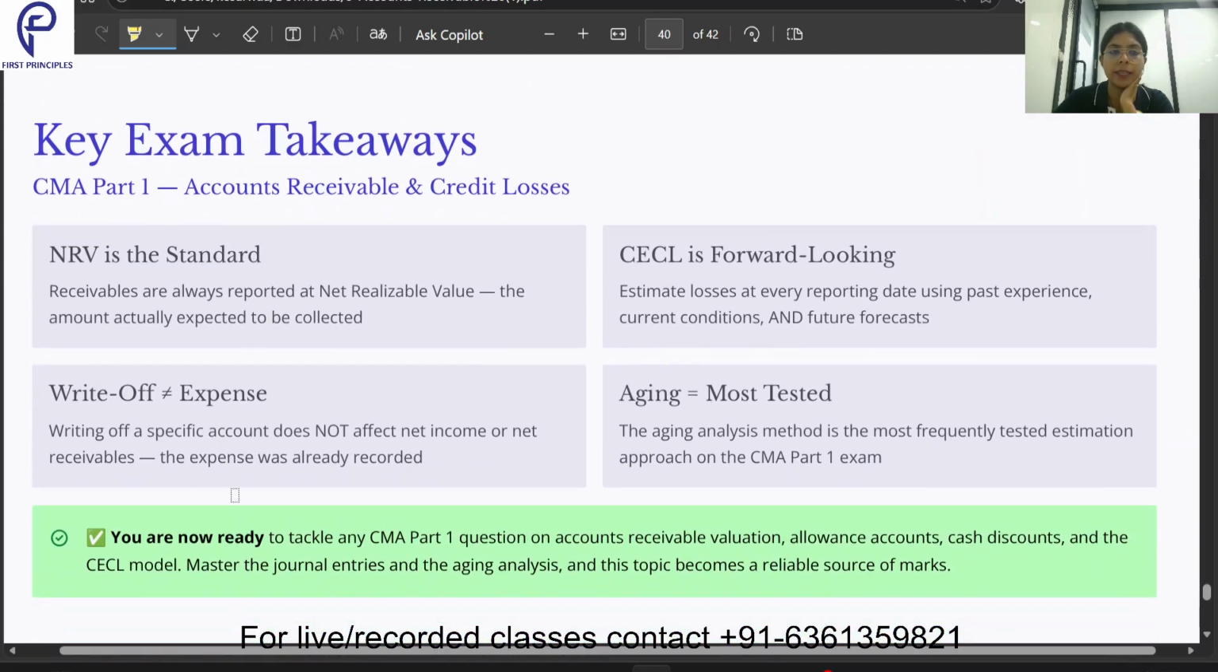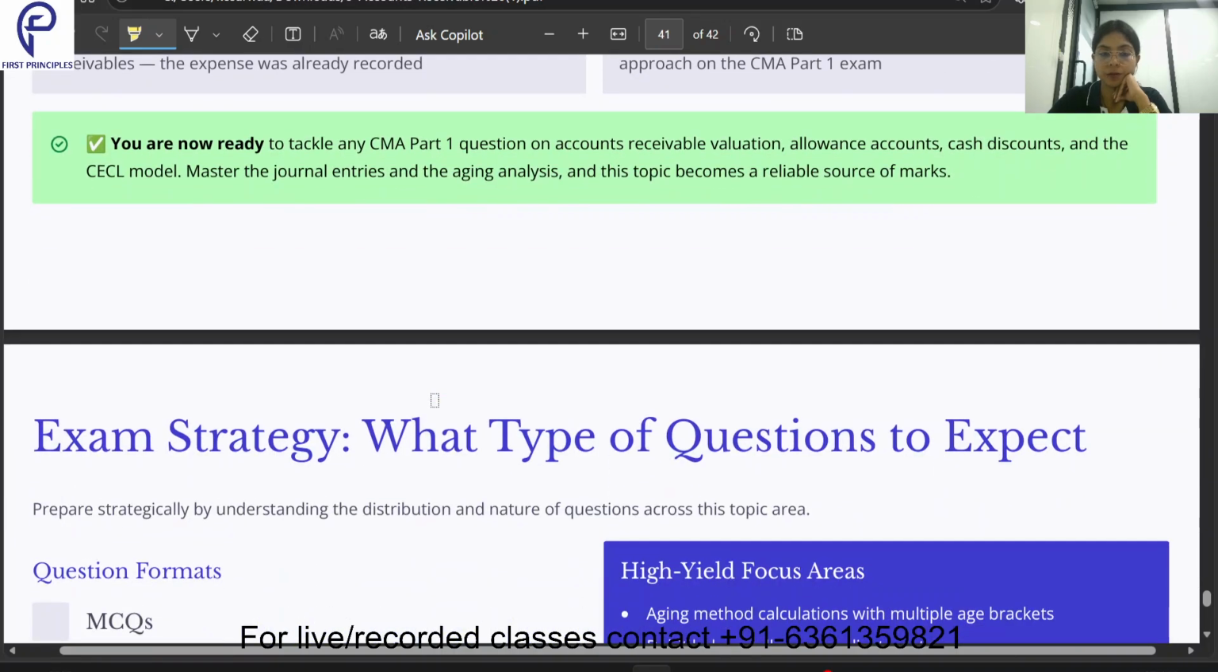For the exam takeaway, NRV is the standard. That means we record the accounts receivable at NRV. Then CECL is a forward-looking approach. Write-off is not equal to the expense. Why? Because with the write-off we are removing the amount from the allowance for accounts receivable, which has already been recorded as my expense. Then aging is one of the most tested areas, which we should be very thorough with, and we have already done two examples for that.